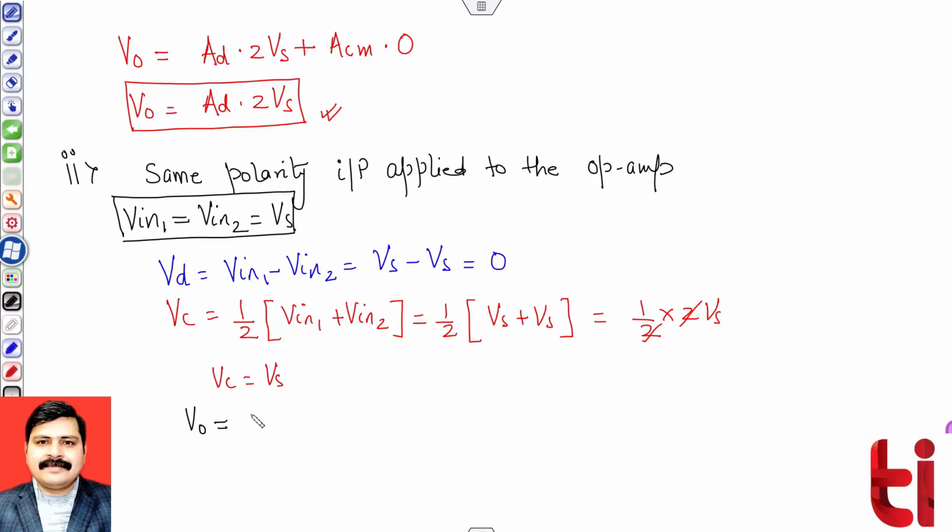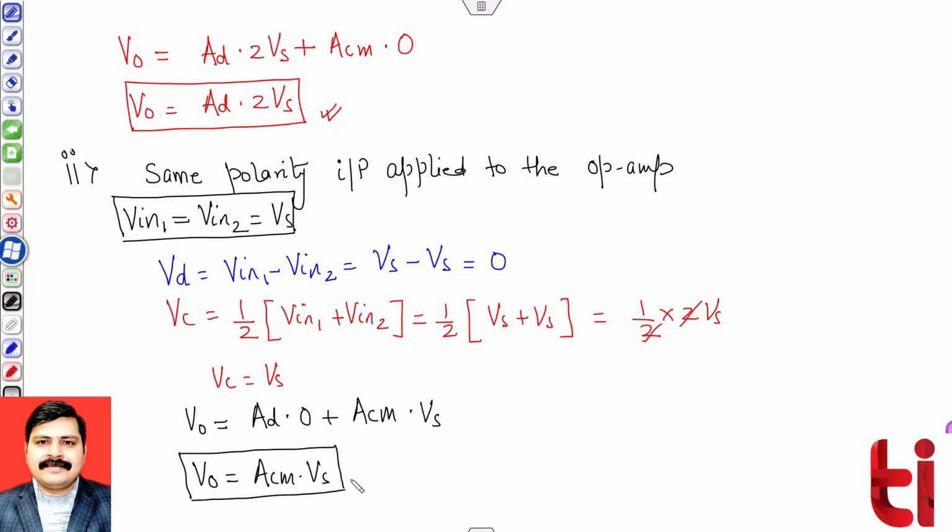Output voltage is now AD, the differential voltage gain, multiplied by 0 plus common mode gain ACM multiplied by Vs, or effectively my output voltage V0 becomes ACM into Vs. So I am having a very interesting result over here.